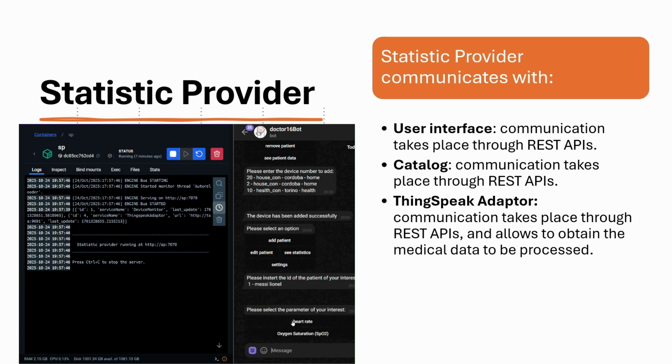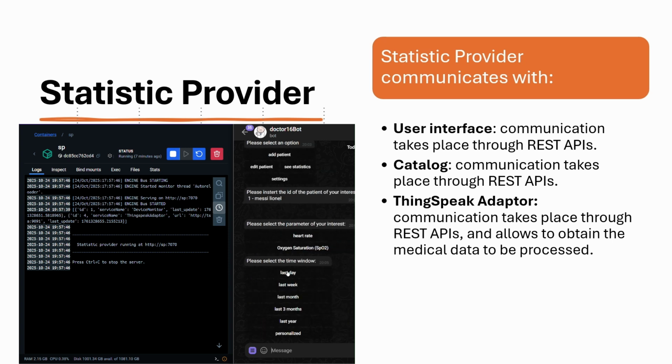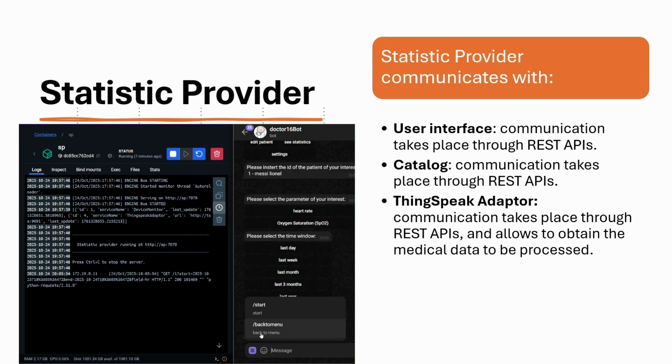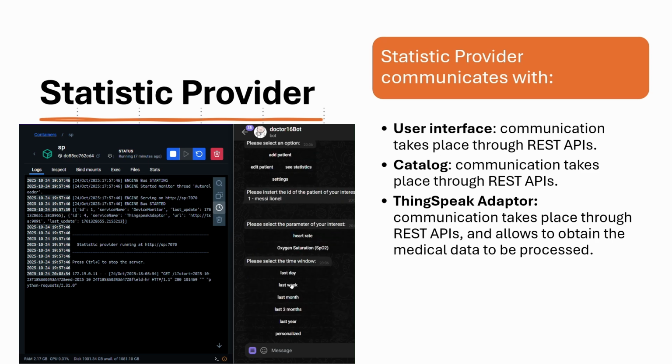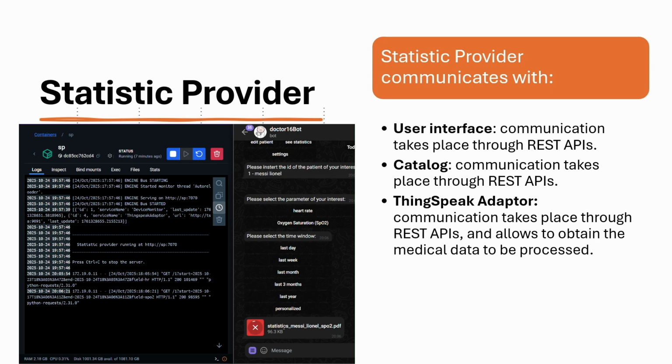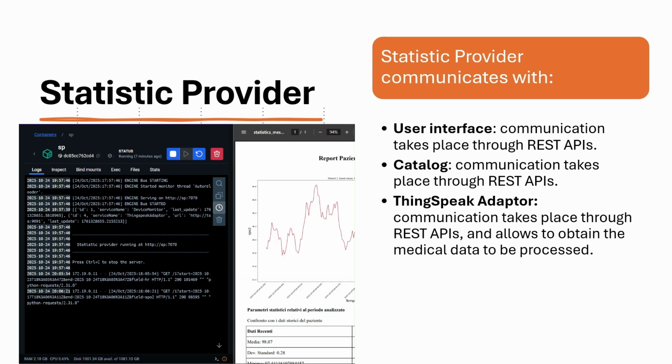The statistic provider is used to send a PDF file containing the requested medical data to both the doctor and the patient. To do this, the data are first retrieved from the ThingSpeak adapter and then processed to generate a report in PDF format.